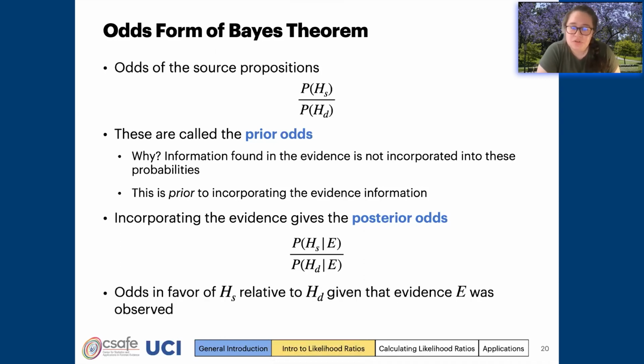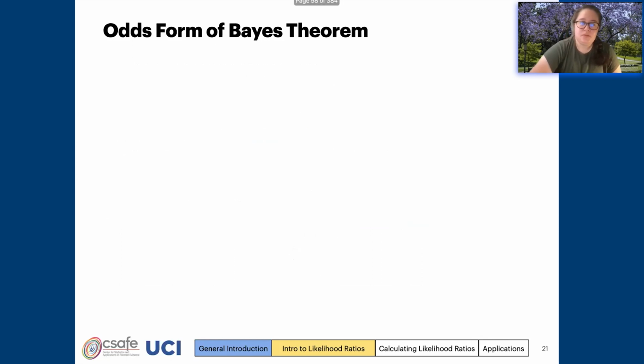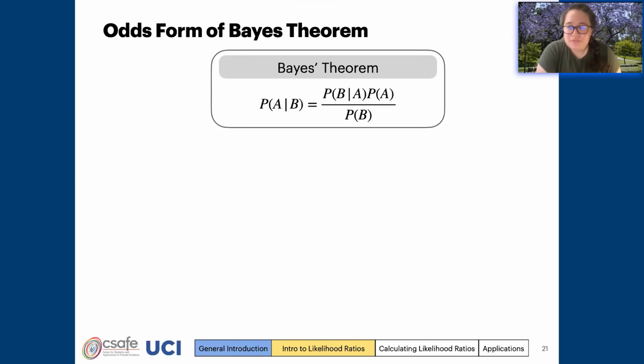And so in words, what the posterior odds are: the odds in favor of the same source proposition relative to the different source proposition, given that this evidence E was observed. If you were to Google Bayes' theorem, or from your intro to probability class, or you clicked on the Wikipedia link, this is the version of Bayes' theorem that you'd see. So we're going to use this to get to the odds form of Bayes' theorem.